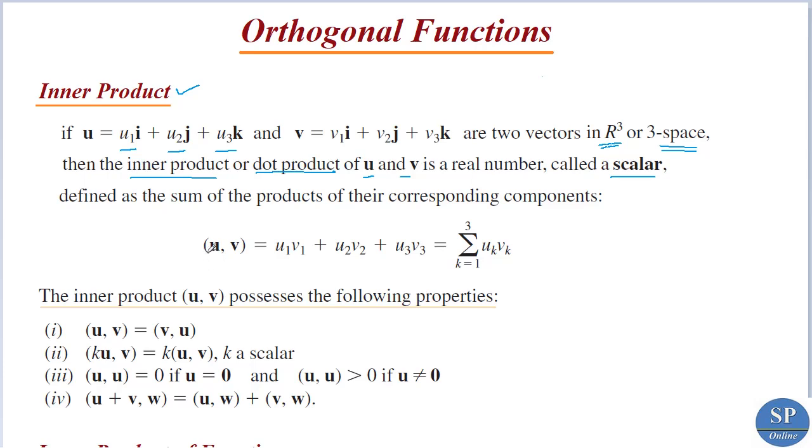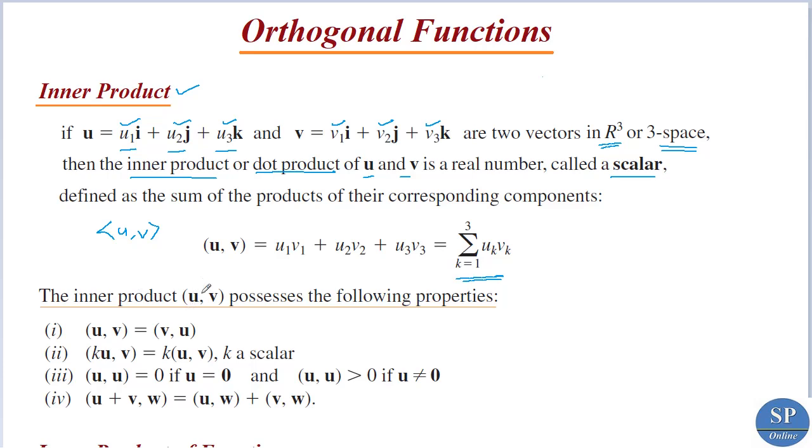It is denoted by this, or in some textbooks like this: inner product of u, v. So inner product uv is nothing but u1 into v1 plus u2 into v2 plus u3 into v3. That is the sum of the products of their corresponding components. That is the inner product or dot product of two vectors given in the component form. It also can be written as summation k from 1 to 3 of uk vk.